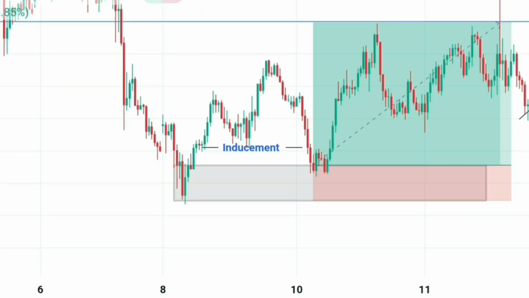So in order blocks or supply and demand zones, have your inducements. That inducement will cause some traders to take action at the wrong levels. So big players will take them out before moving the price higher. That is for supply and demand zones and order blocks.